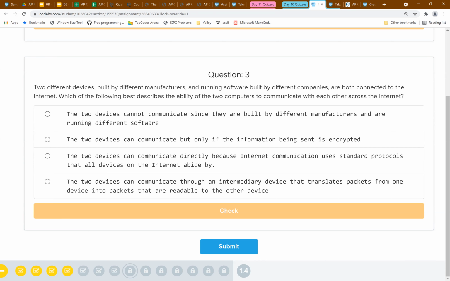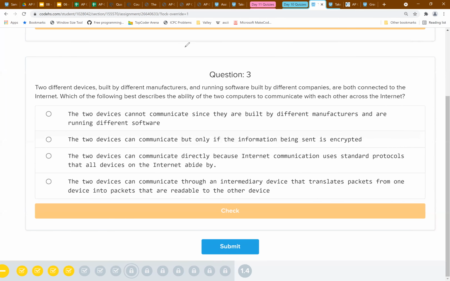I think I touched on this during my discussion last class. Those two devices are able to communicate directly with one another. It does not matter who made them, it does not matter what operating system they're running. Since all communication on the internet uses those standard protocols, every device can communicate directly with every other device.